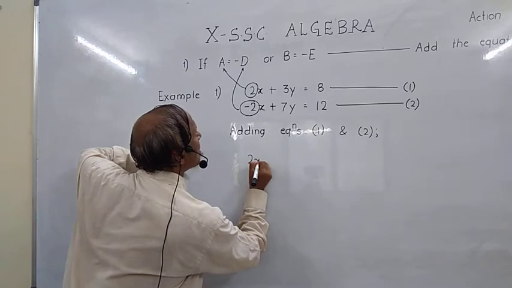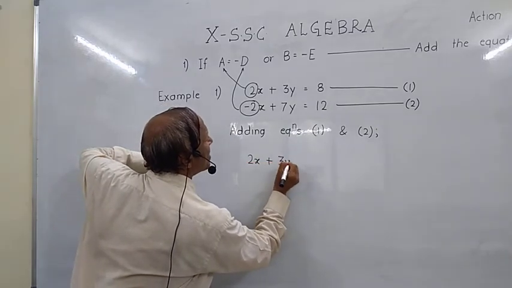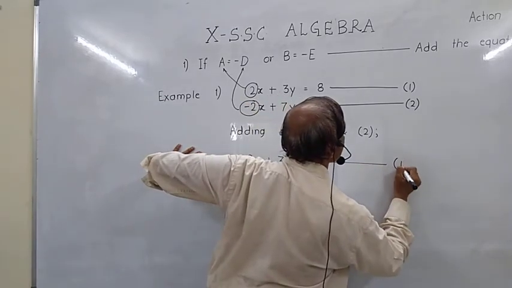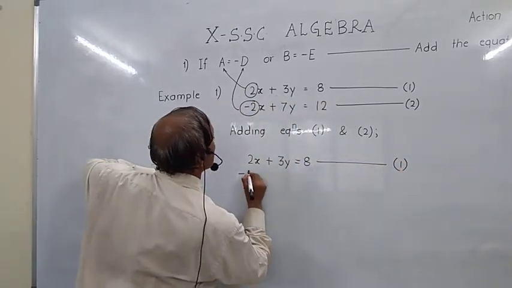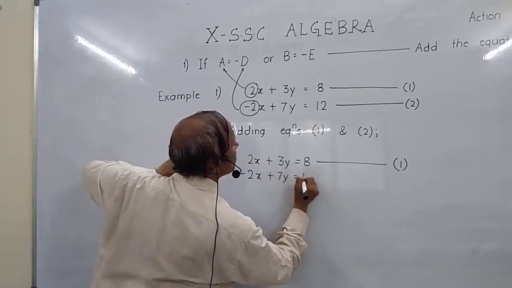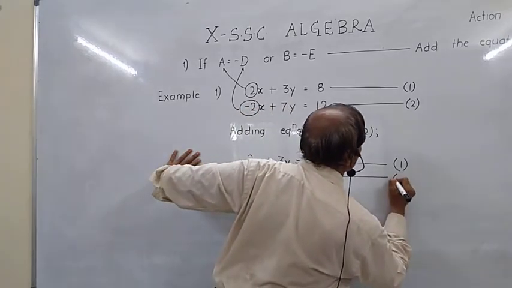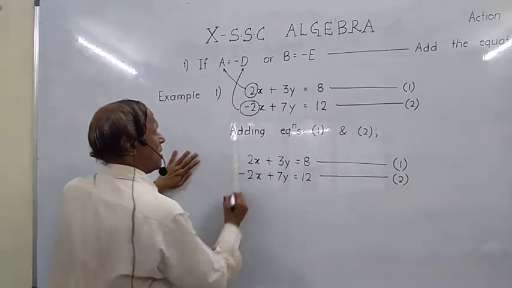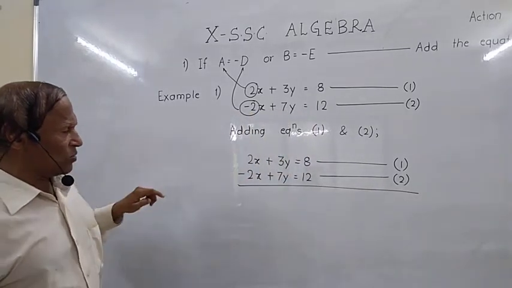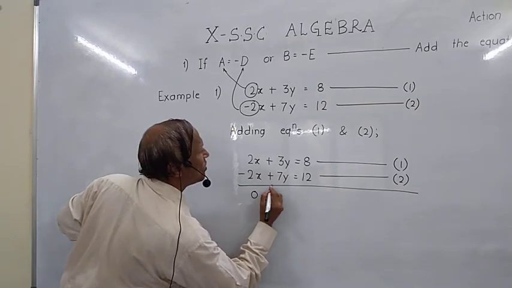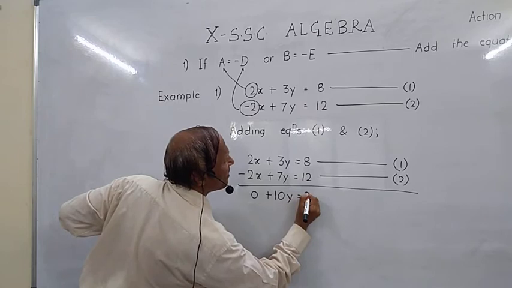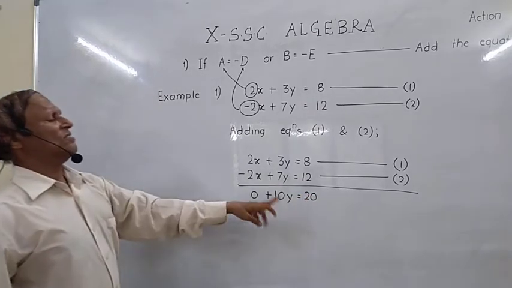2x plus 3y is equal to 8. Number 1. And minus 2x plus 7y is equal to 12. This is number 2. Let's add them. You know, plus 2x and minus 2x produces result 0, plus 10y produces result 20. 8 plus 12 is 20.